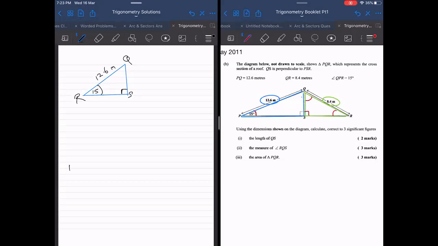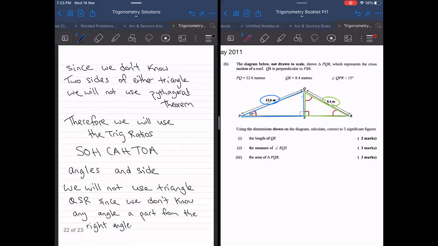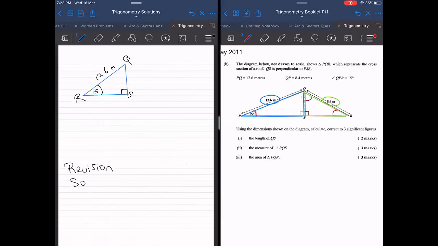So for those persons who weren't here, as revision, if you notice in the ratios, I have SOHCAHTOA, right? So the O stands for the opposite side. The A stands for the adjacent side. And the H stands for the hypotenuse. So what you use depends on what sides you have.